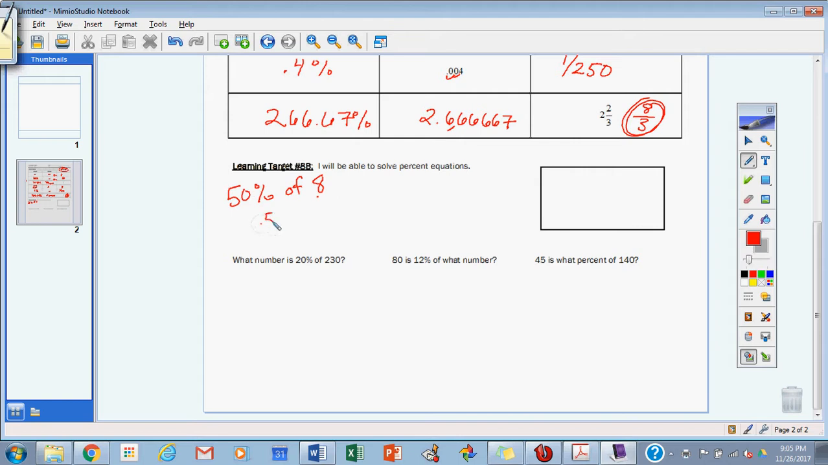Well, it means you take 0.5. You literally convert the percentage to the decimal and you just multiply by whatever number I'm taking that of. So that would be 0.5 times 8, which is 4. Okay, so what does that mean here? What number is 20% of 230? That's maybe not as fast, but I can think, oh okay, that's 0.2, and I'm going to multiply that by 230. And what does that become when I go to the calculator?